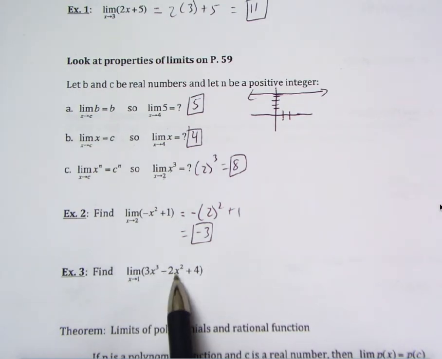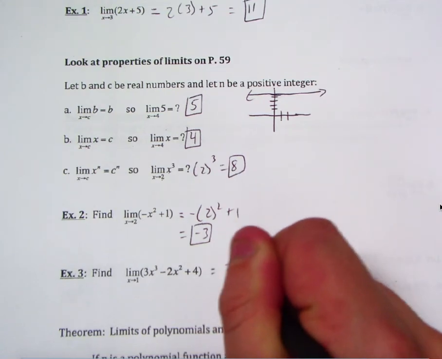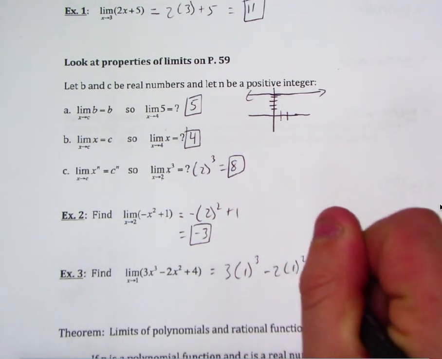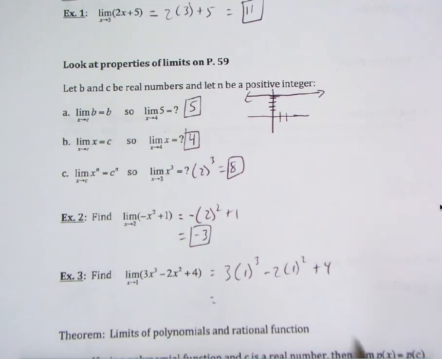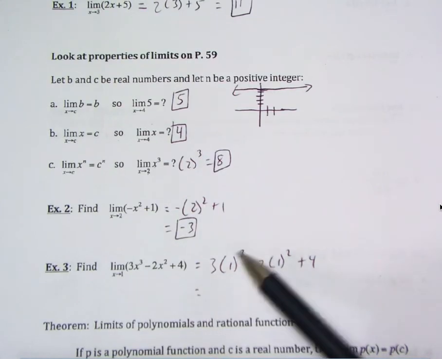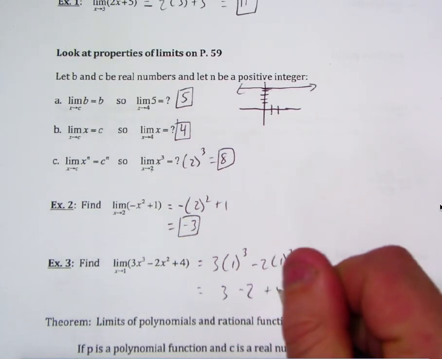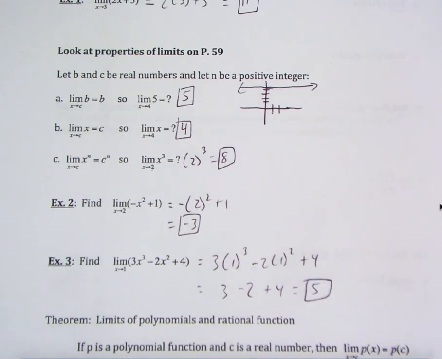Let's plug 1 in for these x's and see if it works. So 3 times 1 cubed minus 2 times 1 squared plus 4. So PEMDAS says do exponents first. 1 times 3 is 3, minus 2 plus 4, so we get 5 for our answer.